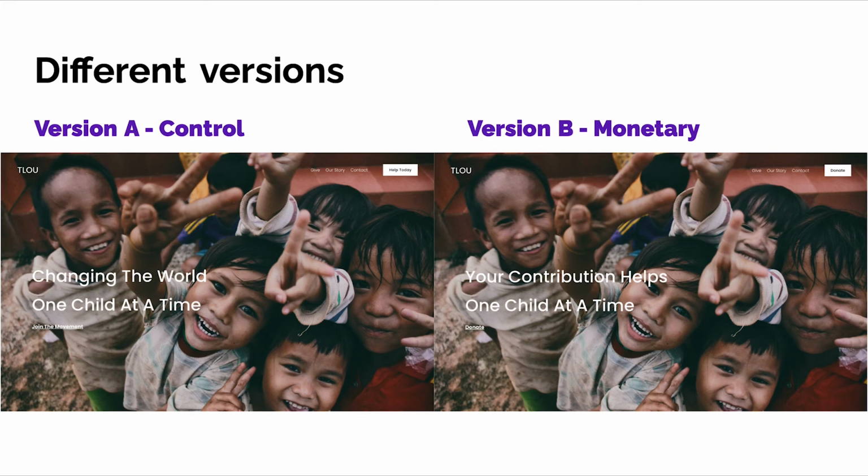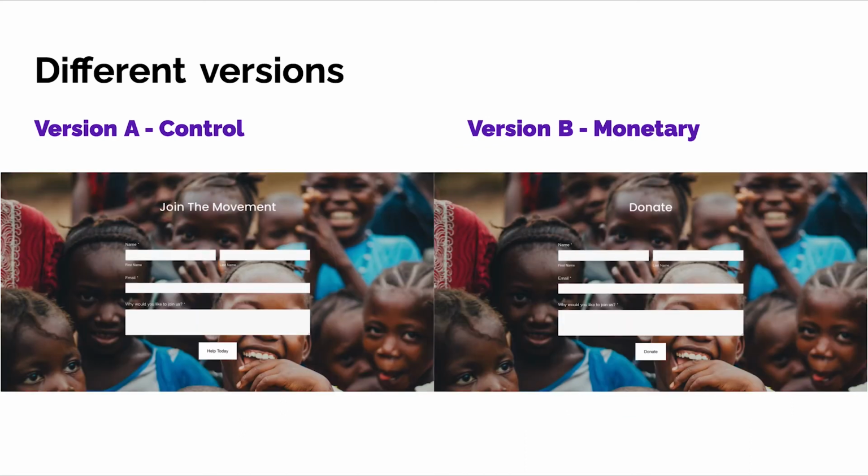And then at the bottom on the form, I have also version A, the control, which says join the movement, and then here it's donate. And on the button, it's the same as the previous, help today, but the version B is donate. So the idea is that version A is all about joining the movement, helping a child, bringing a smile to them, whereas version B is all about donating contributions and money and using that to help feed children.